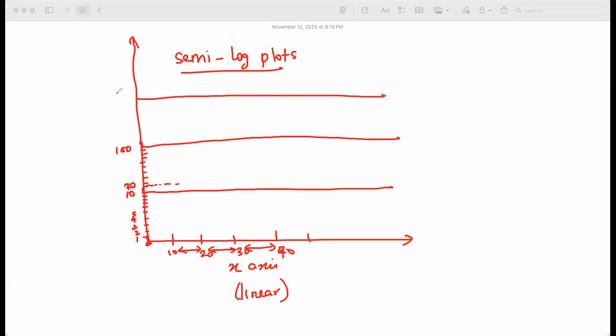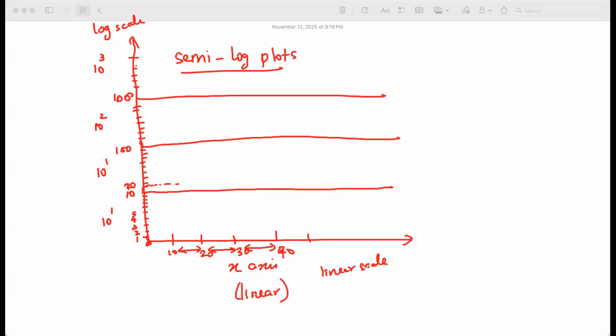This, again, I do it as 1000. So what happens here? Each will represent 100. Each will represent 10 power of 2. Each will represent 10 power of 1. Similarly, the next one you go, each will represent 10 power of 3. You see, so on the y-axis, it represents a log scale. On the x-axis, it represents a linear scale.